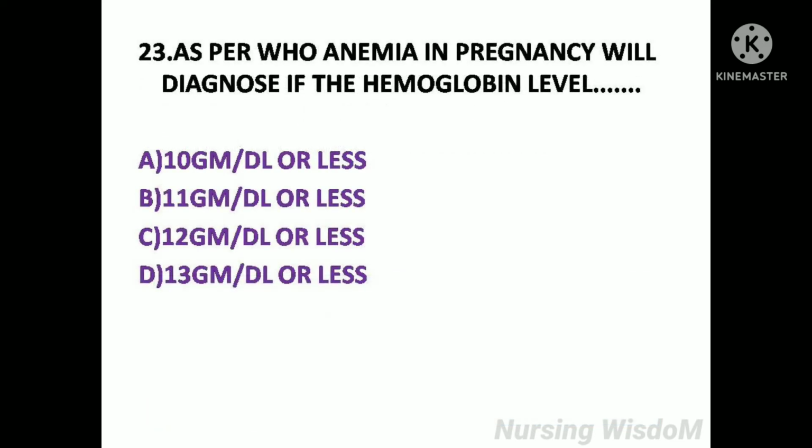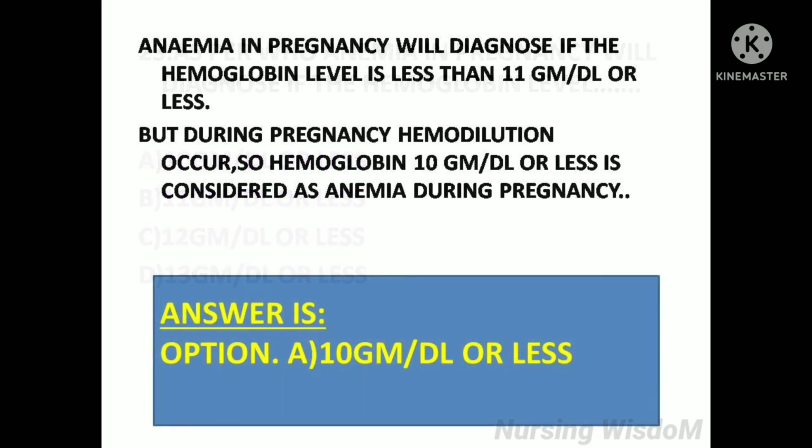Next question. As per WHO, anemia in pregnancy is diagnosed if the hemoglobin level is option A, 10 gram per dl or less, option B, 11 gram per dl or less, option C, 12 gram per dl or less, option D, 13 gram per dl or less. Anemia in pregnancy is diagnosed if the hemoglobin level is less than 11 gram per dl. But during pregnancy, hemodilution occurs. So hemoglobin of 10 gram per dl or less is considered as anemia during pregnancy. So here the answer is option A, 10 gram per dl or less.